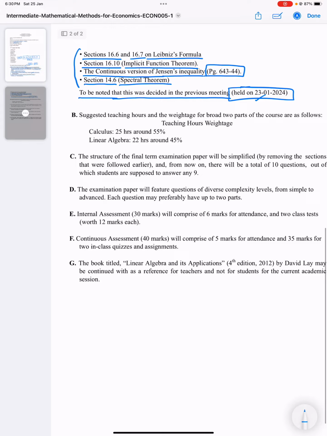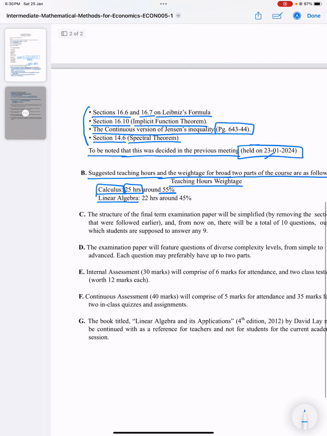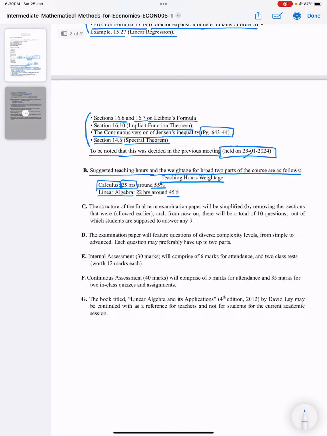Okay, now suggested teaching hours and the weightage for the broad 2 parts of the course are as follows. So teaching hours and weightages for calculus: the hours is 25 and the weightage is around 55%. Linear algebra consists of chapters 12, 13 and 14: 22 hours and 45% weightage. Okay, look at this very carefully.